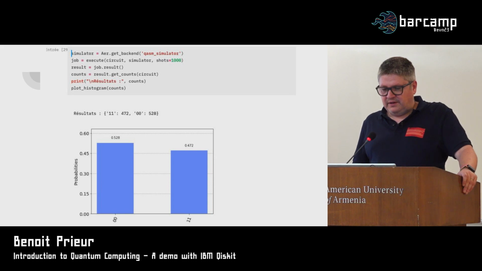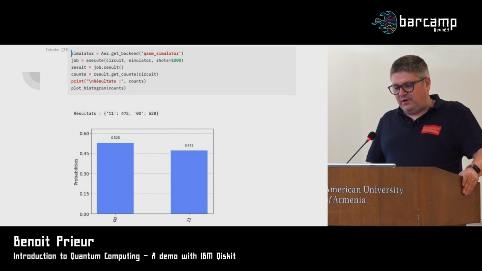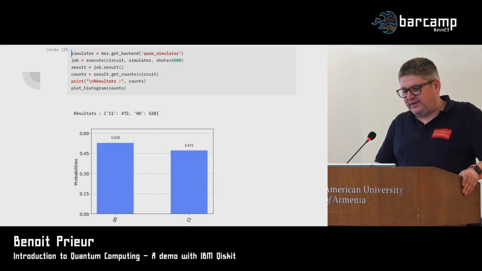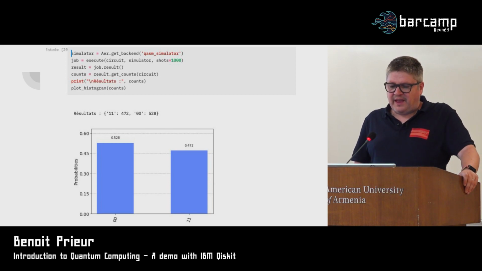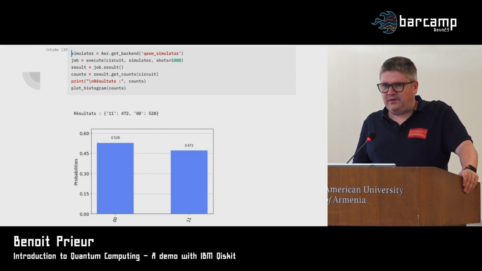In theory, we should have no 0,1 and no 1,0. It's the case, good news. But here we should have exactly 50% for 0,0 and 50% for 1,1. The reason for this approximation is that we sent only 1,000 runs. 10,000 or 1 million would have given much more precise results.